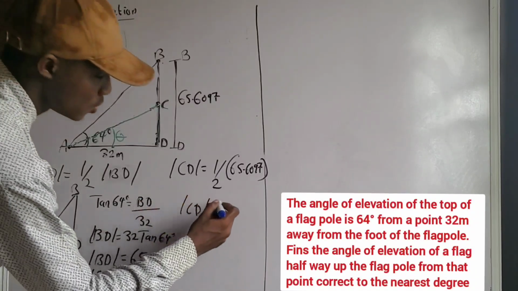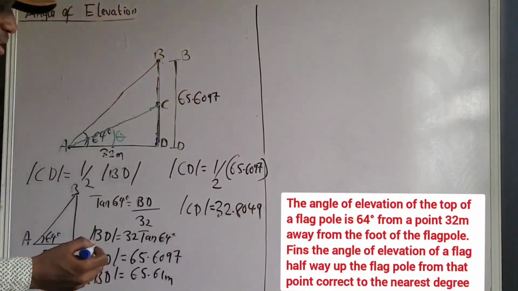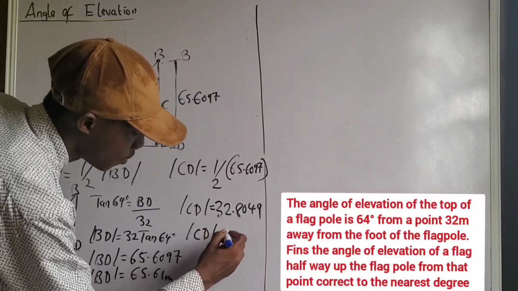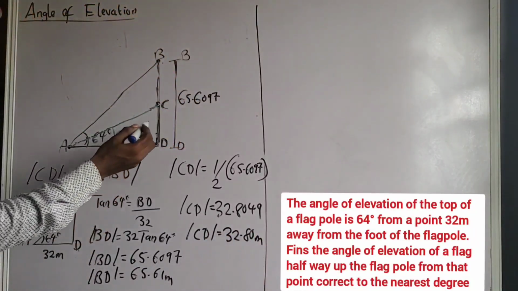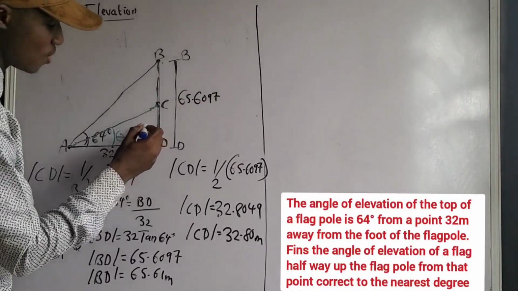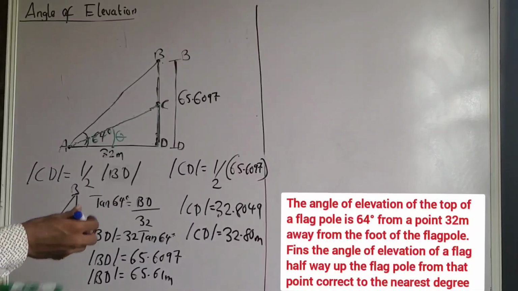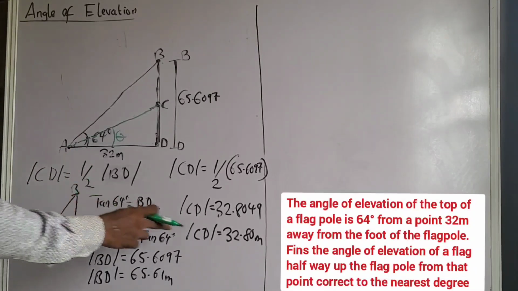That is 32.8049. You can approximate it to two decimal places. Line CD is equal to 32.80 meters. So the length here is 32.80. Let me write it. Now we can get the value of theta, from the information that we have here.